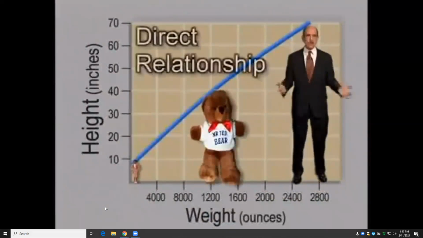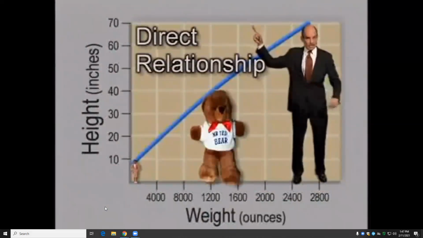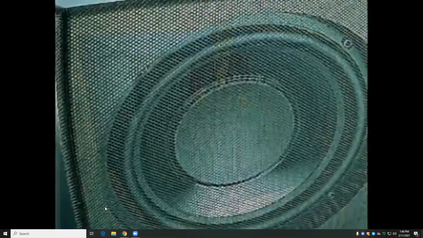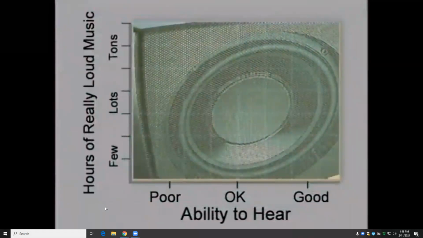This is what's called a direct relationship, since both variables change in the same direction. Height increases, weight increases. But not every relationship is direct. Sometimes when one variable increases, the other decreases. The more hours of very loud music you're exposed to, research shows the worse your hearing will be over time. Plotting it on a graph, you would have hours of loud music on the vertical axis, ability to hear on the horizontal.